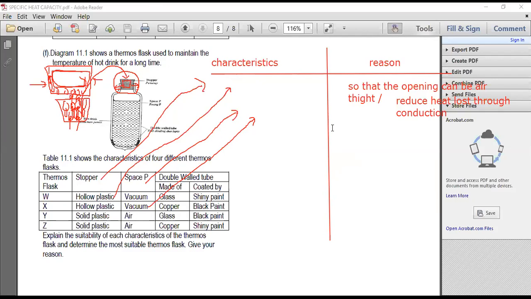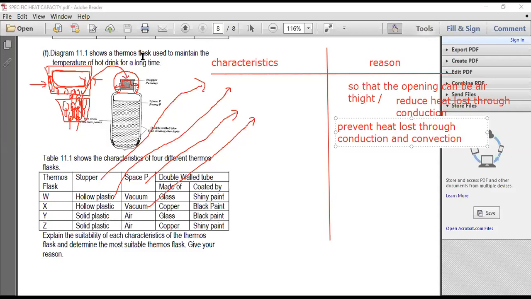So for the reason, you can say, prevent heat loss through conduction and convection. Okay, so can prevent heat loss through conduction and convection.